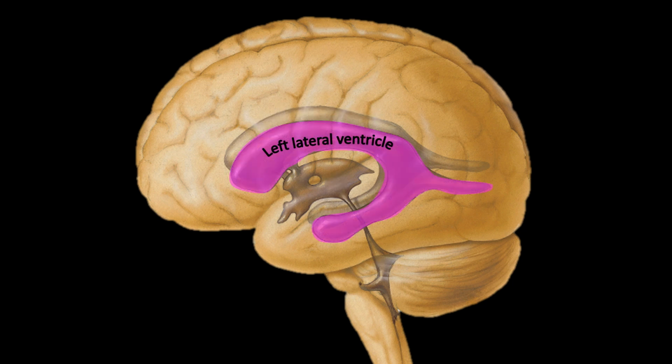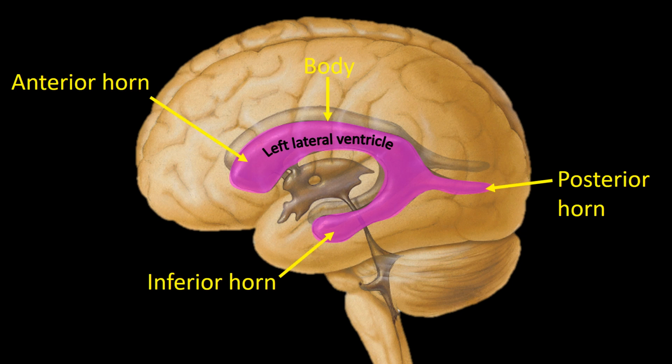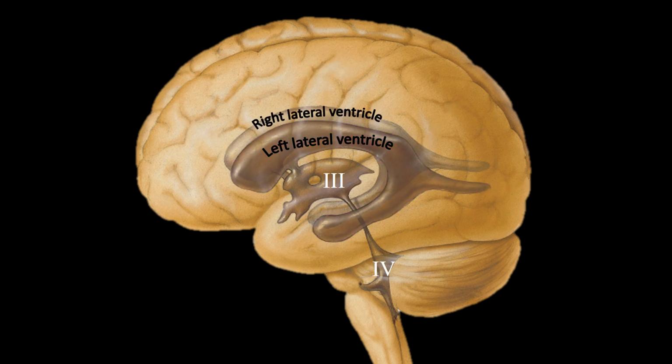In the lateral ventricles, and we will use the left ventricle as an example, we find the anterior horn, body, posterior horn, the inferior horn, and the trigone. The trigone, or atrium, is the area where all three horns meet. The same components are obviously found in the right lateral ventricle.